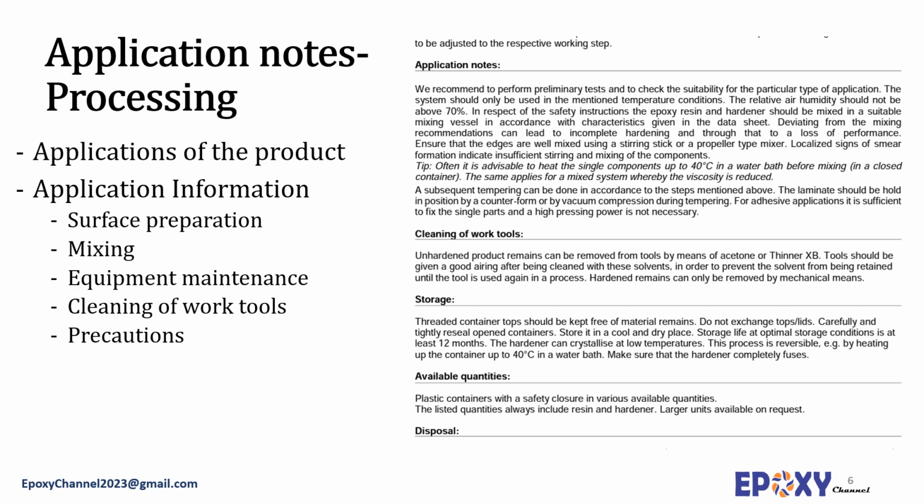The second thing that can be presented in the TDS document is the application information. Various aspects of the application of epoxy can be presented under this title. For example, guidelines about the surface preparation, if required, mixing or applying the product can be presented in this section. Sometimes information about the cleaning, the work tools, and equipment maintenance is also presented under this title. Also, any precaution can be reported here when the product is handled or disposed.